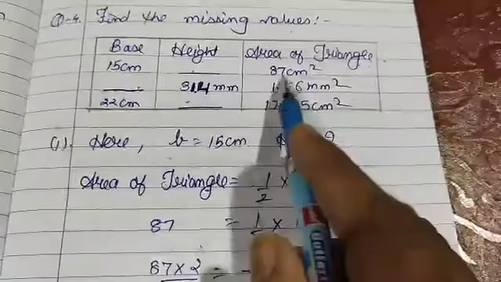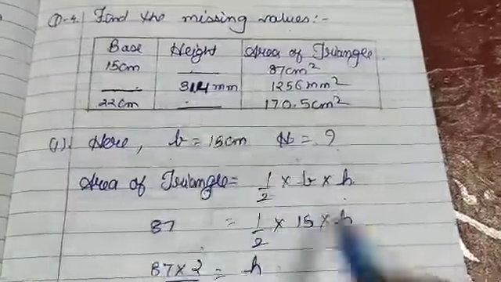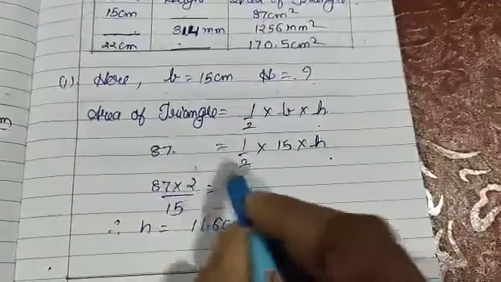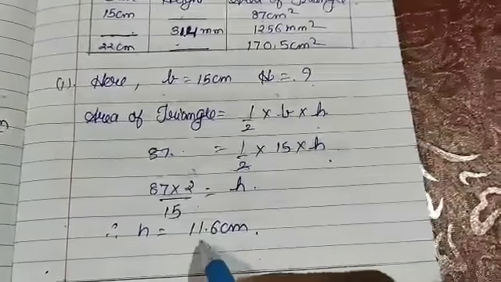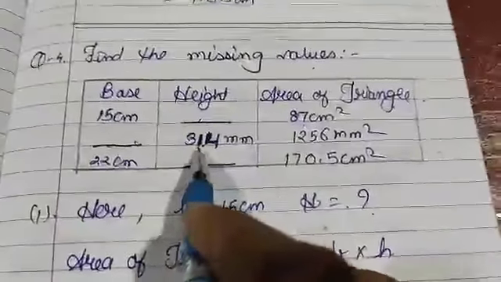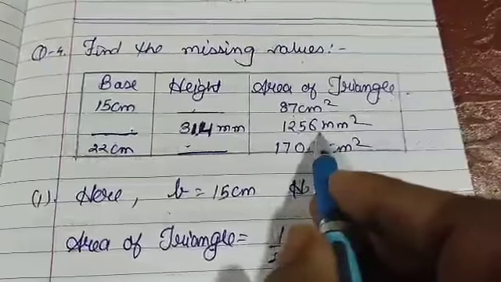Here area of triangle, first one is 87 is given, base is given 15 centimeter, height is missing. So do cross multiplication, 2 will come over here. The 87 multiplied by 2 and divided by 15. So when we will do multiplication and division, you will get 11.6 centimeter. Now for the next one, see what is given. Height is given 31.4 and the area of triangle is given 1256.